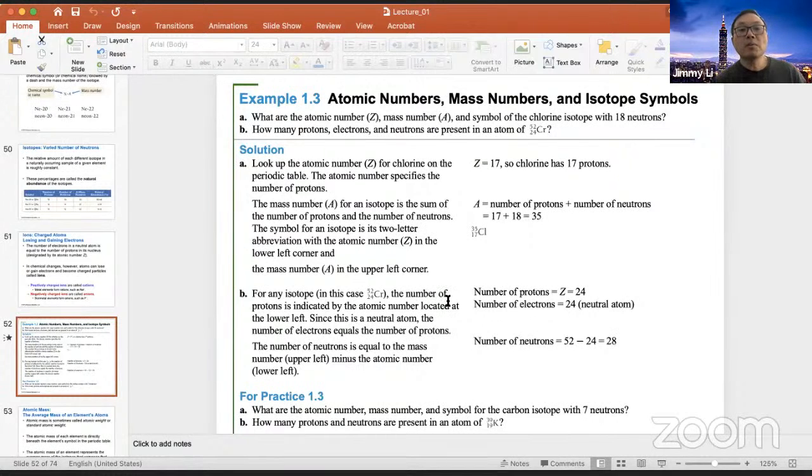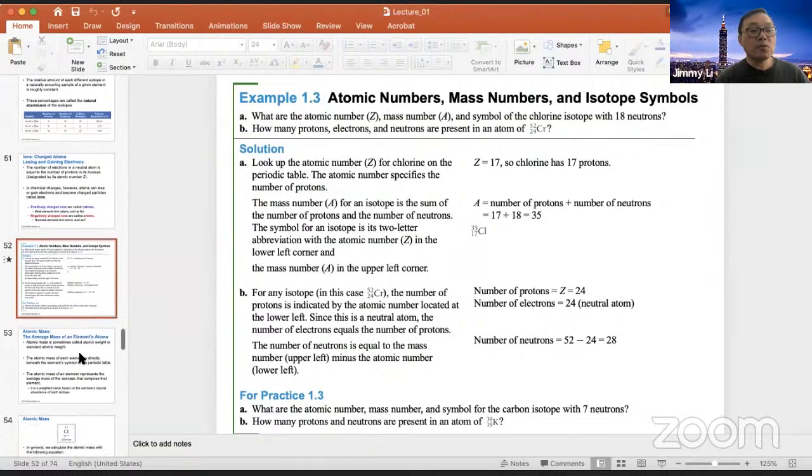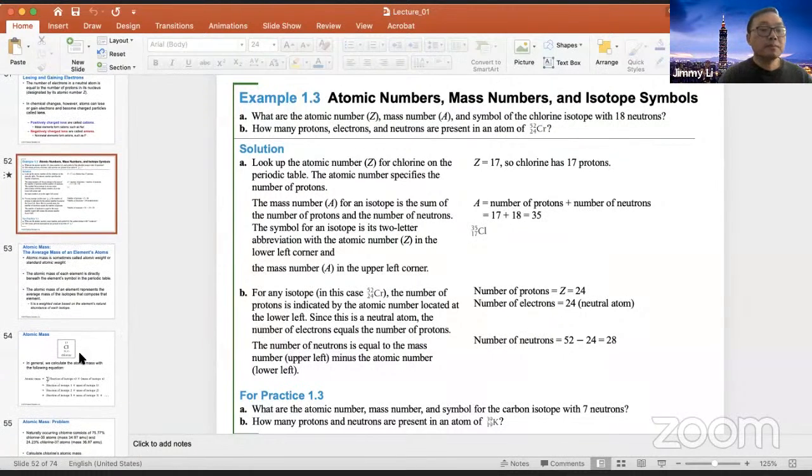So this gives you examples of atomic numbers and mass numbers and their isotope symbols as well. Any questions? Feel free to bring them into my Zoom lecture.